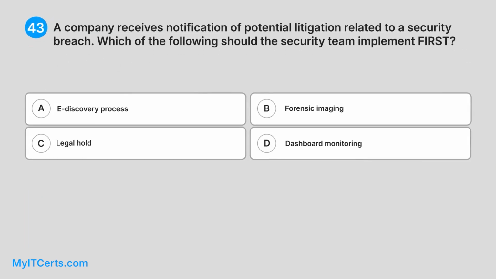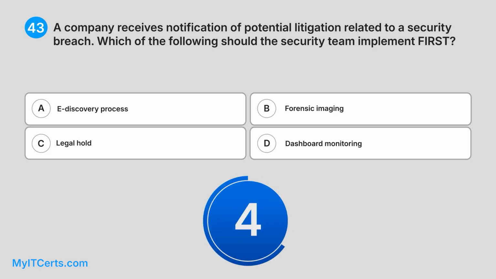43. A company receives notification of potential litigation related to a security breach. Which of the following should the security team implement first? A. E-discovery process. B. Forensic imaging. C. Legal hold. D. Dashboard monitoring. What do you think is the answer?